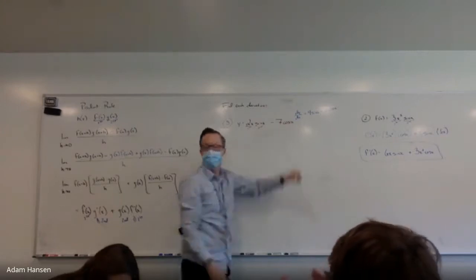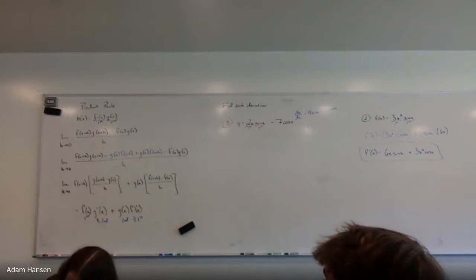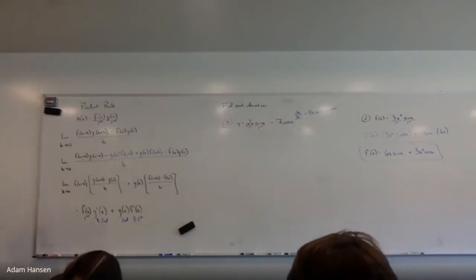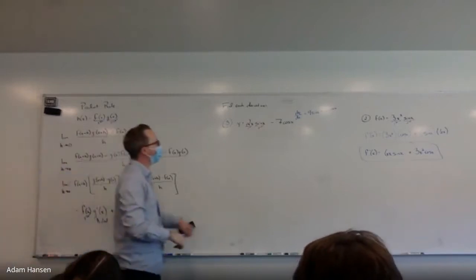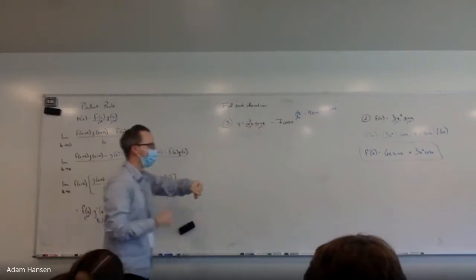Looking at this rule here, the derivative of a constant times some given function is that constant times the derivative of the given function. Product rule necessary, product rule optional, but probably not the most efficient. Does that make sense?